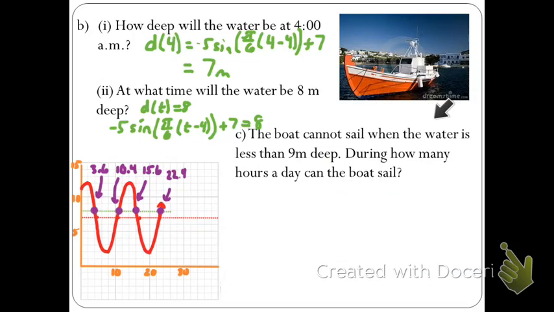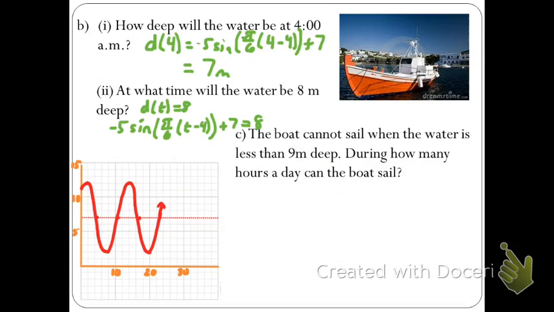This is the last question for this problem. It says that the boat cannot sail when the water is less than 9 meters deep, and it wants to know during how many hours a day can the boat sail. All right, I'm going to erase some things from the graph here so we can use our graph a little more effectively to answer this question.